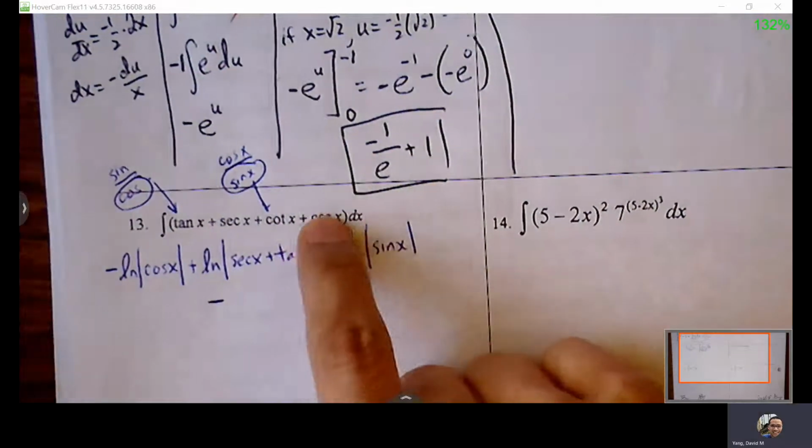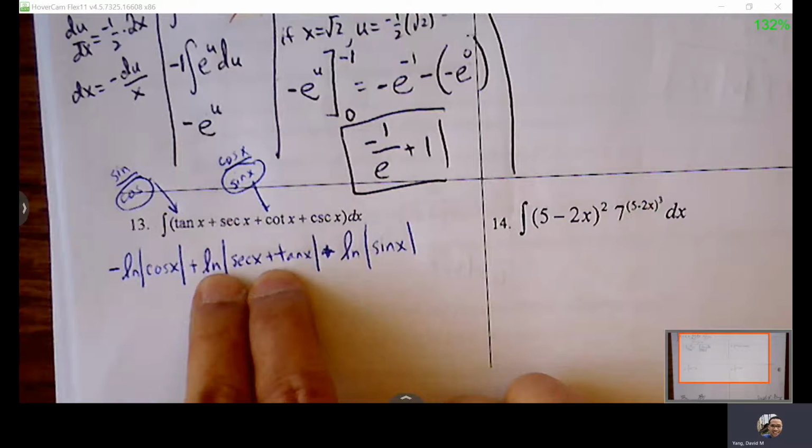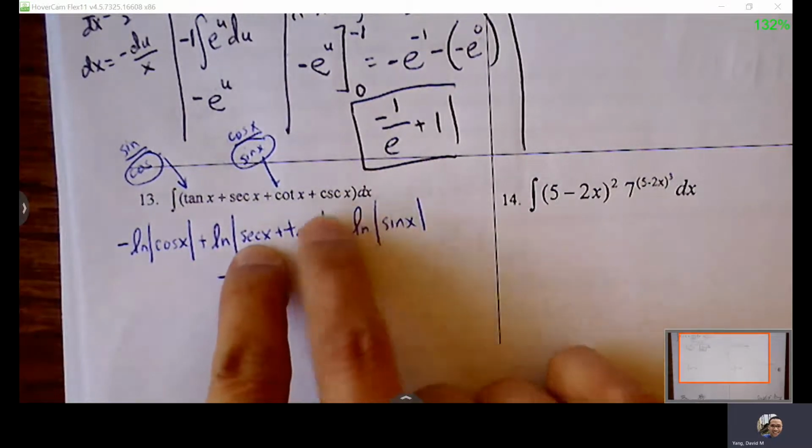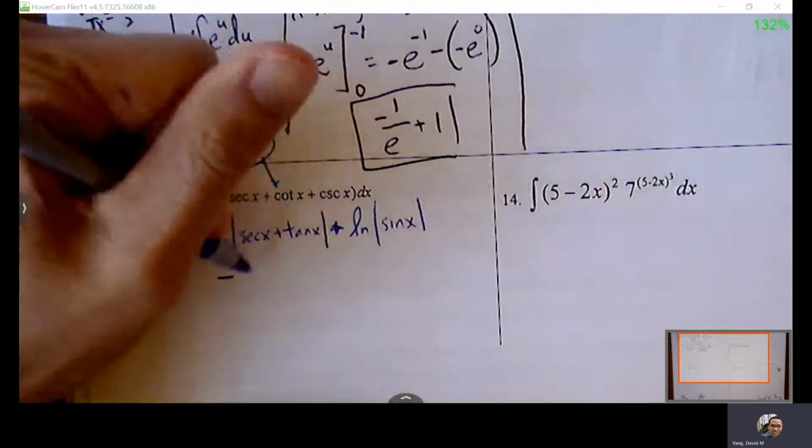And then finally, cosecant has a similar format as secant. It has natural log. It has two trig functions added together. But cosecant is going to be cosecant plus cotangent.